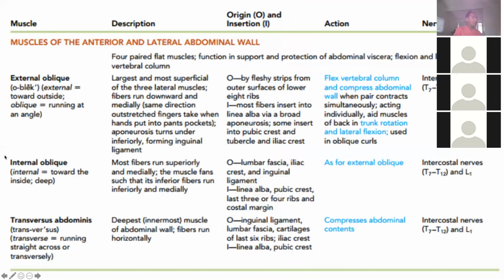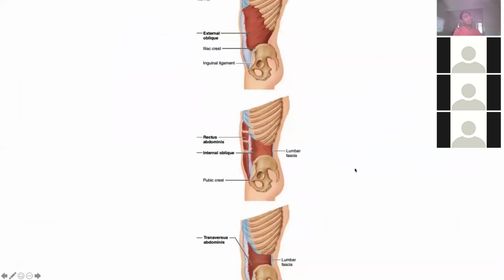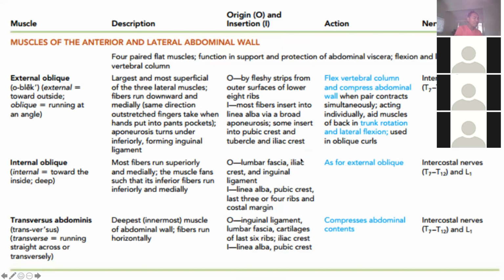So internal oblique here, origin is from the inguinal ligament, okay. Iliac crest, we saw that, and lumbar fascia. Lumbar fascia is from the very back, the latissimus dorsi, all the lumbar fascia. And it will meet in the center, linea alba, not a difficult thing to remember. And it will go to the last 3 or 4 ribs in the costal margin.